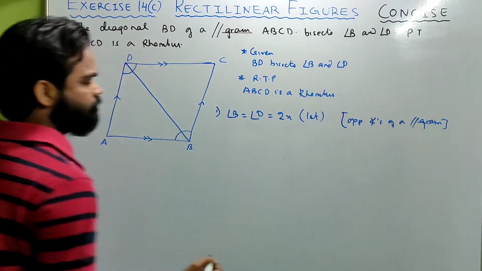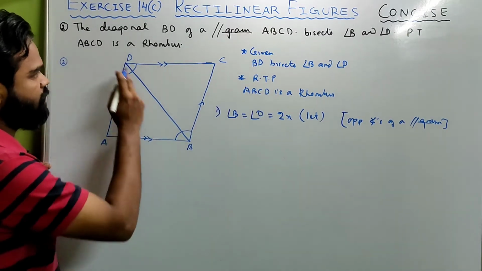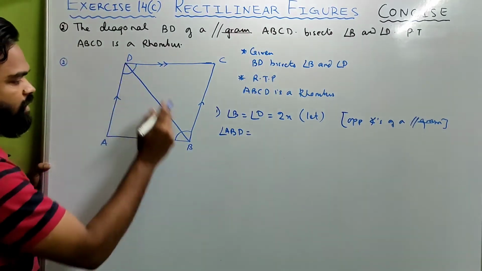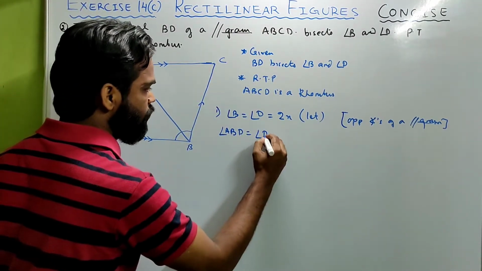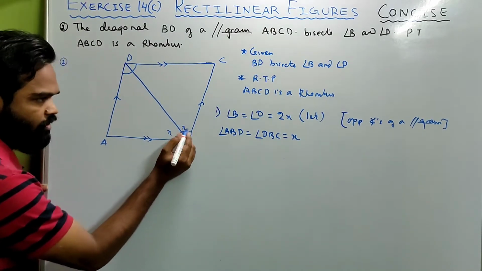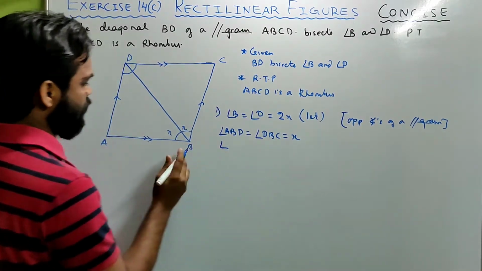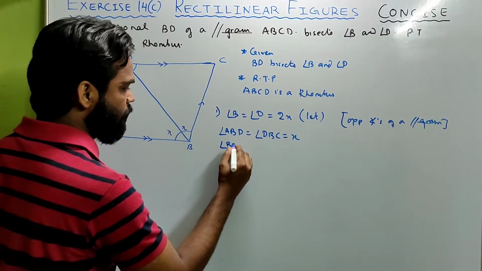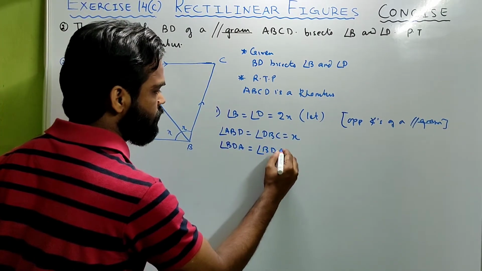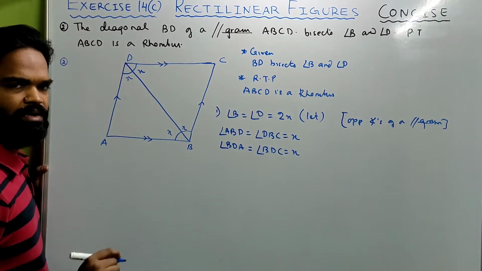We know that. Now BD is the bisector, which means angle ABD will be equal to DBC, equal to x degree each. So this is x, this is x. Then only this entire thing becomes 2x. Similarly over here, angle BDA is equal to BDC. BDC is equal to x. So this is x and this is x. Am I clear or not?